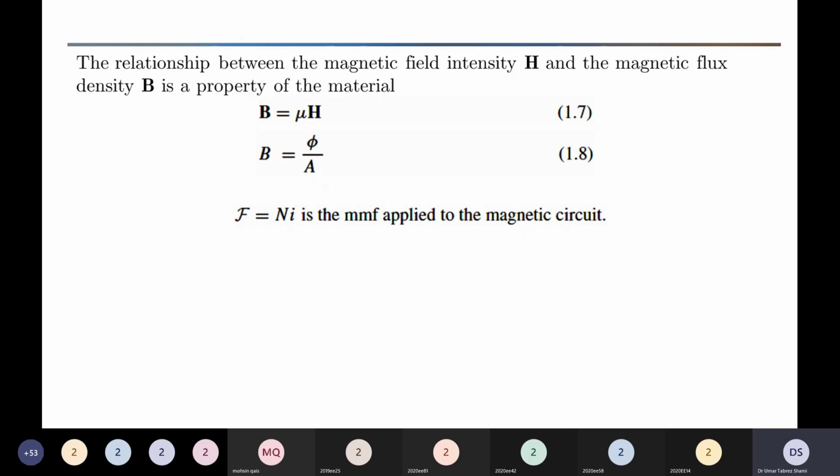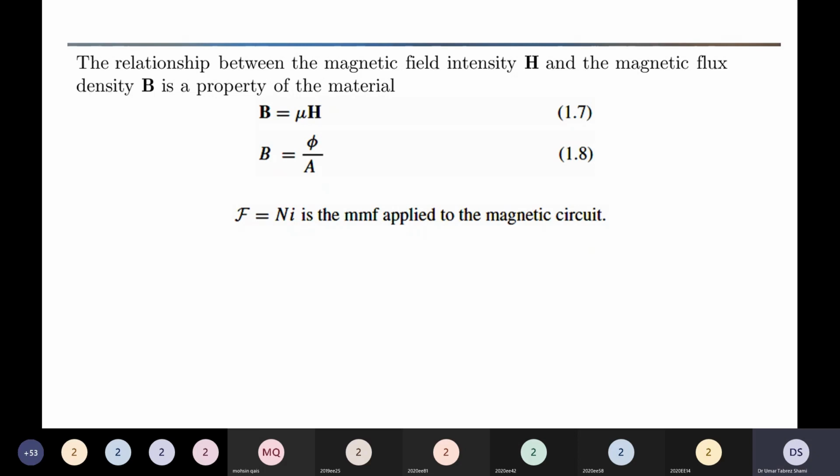This equation simply tells us that as we go on increasing H, we will also go on increasing B. However, in magnetic materials, for example iron, silicon iron, this is not the case. These irons tend to saturate, and after saturation, equation 1.7 is not valid anymore. So this equation is valid up to certain limits, but when the material is saturated, it becomes invalid. However, while dealing in free space, we will observe this equation to be true for all times.